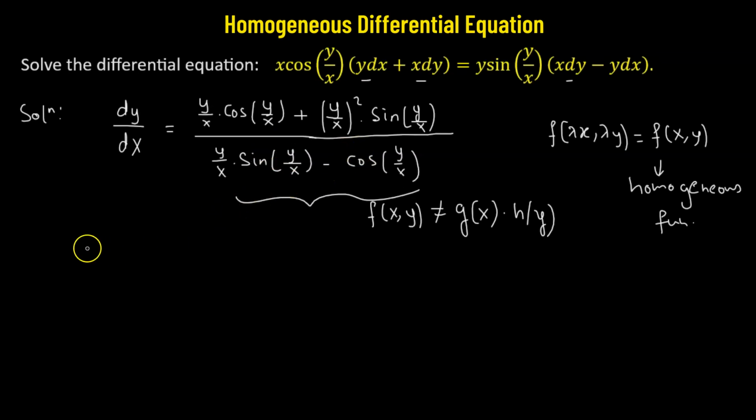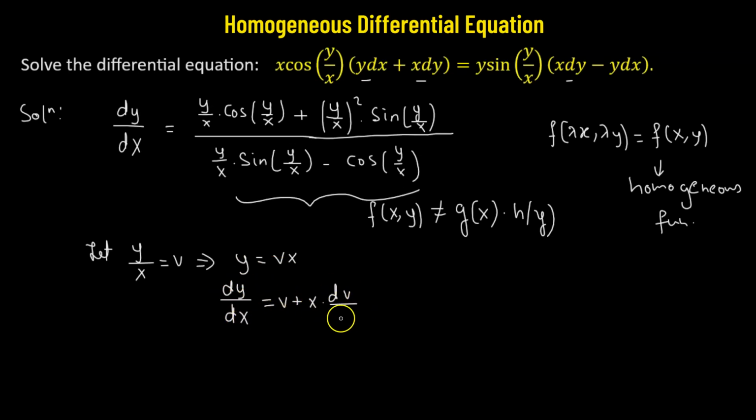What we will do here is make a substitution y over x equals v, and we will see that our differential equation reduces to a variable separable form. So let's do that. y over x equals v, that is, y equals vx. Differentiating both sides with respect to x gives us dy over dx equals v plus x times dv over dx.